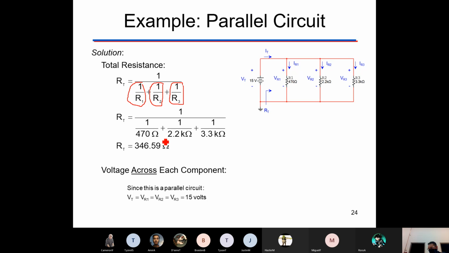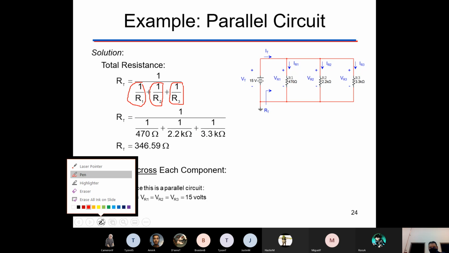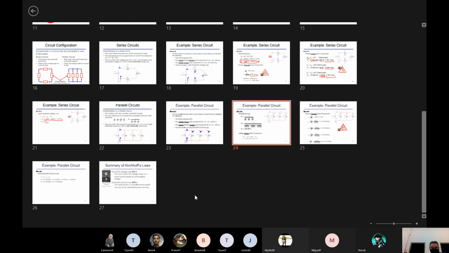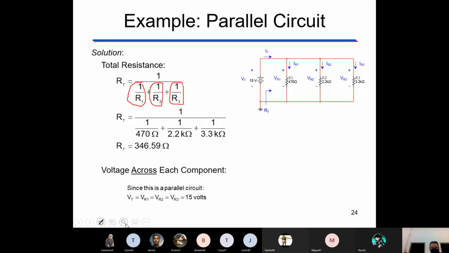Does anybody have a calculator? Yeah, you want to calculate it. 1 over 470. 0.0025. That sounds right. We got 2 more slides left, and then we're done. Okay, so we'll say 0.0025. Okay, then we have the next one, which is 1 over 2200.